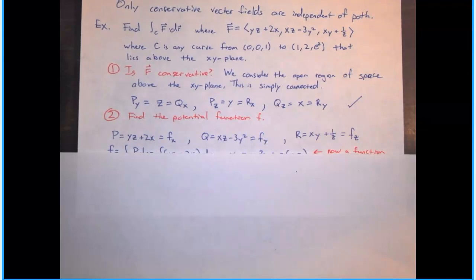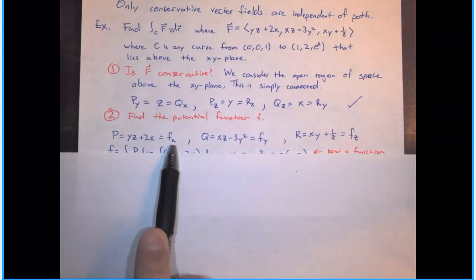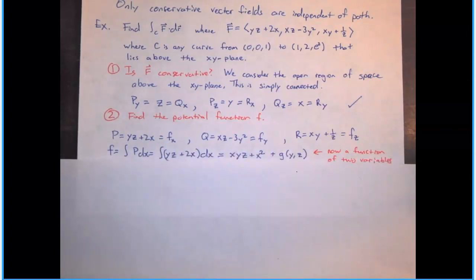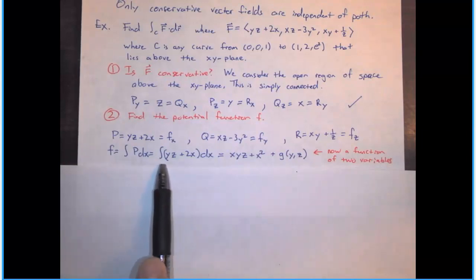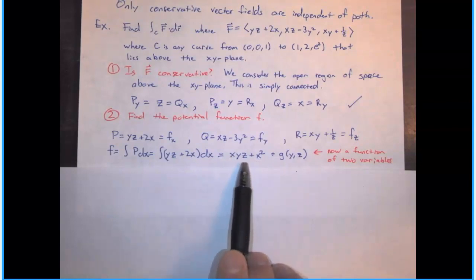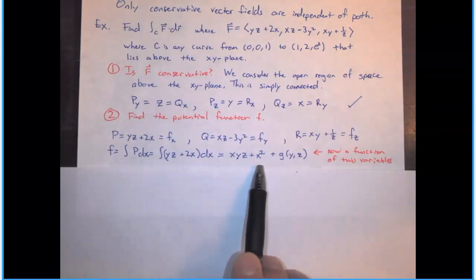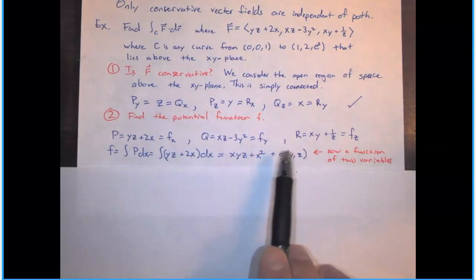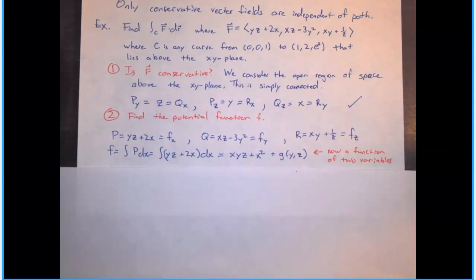So I'm just going to pick one of these and integrate to recover f. So if I pick the first one, I need to integrate with respect to x to get f back, and that's what I'm going to do. So I integrate p dx, that's integrating yz plus 2x with respect to x. That gives me xyz plus x squared, plus I might be missing terms that have y's and z's.